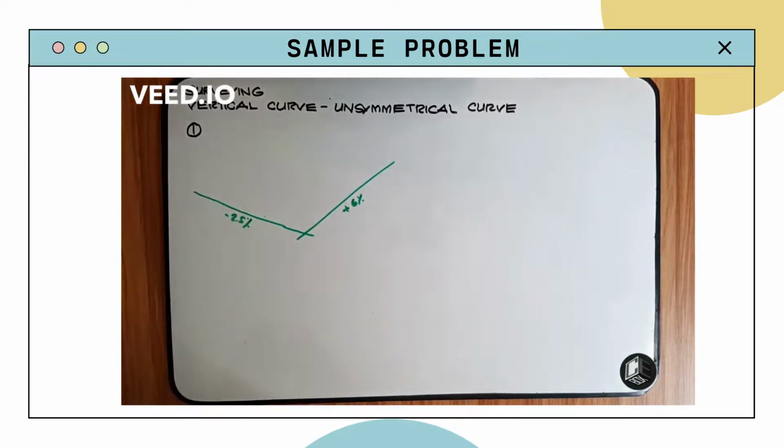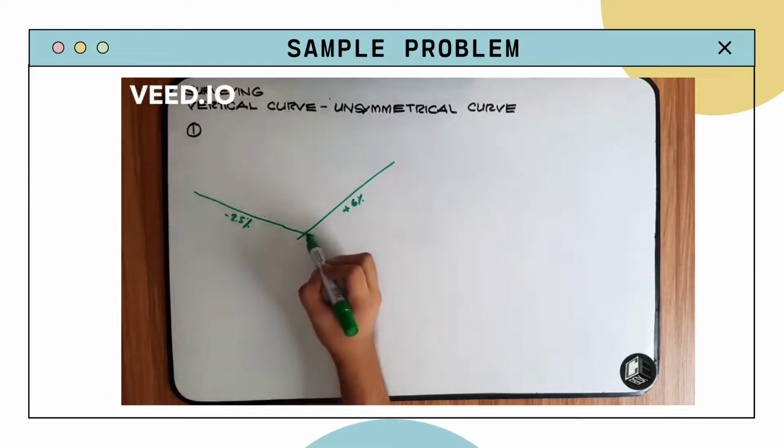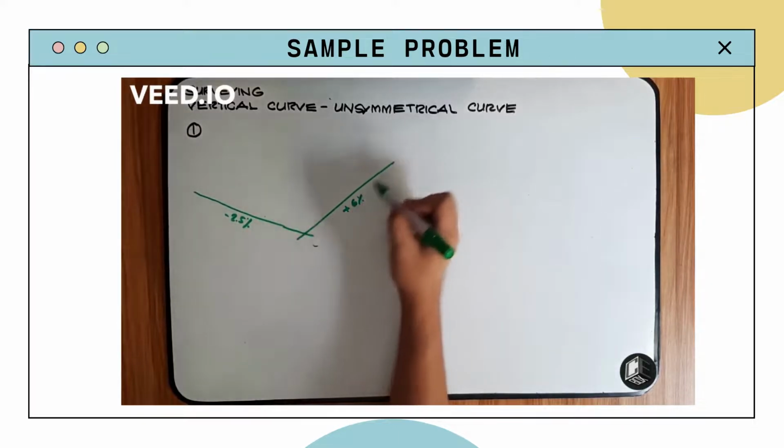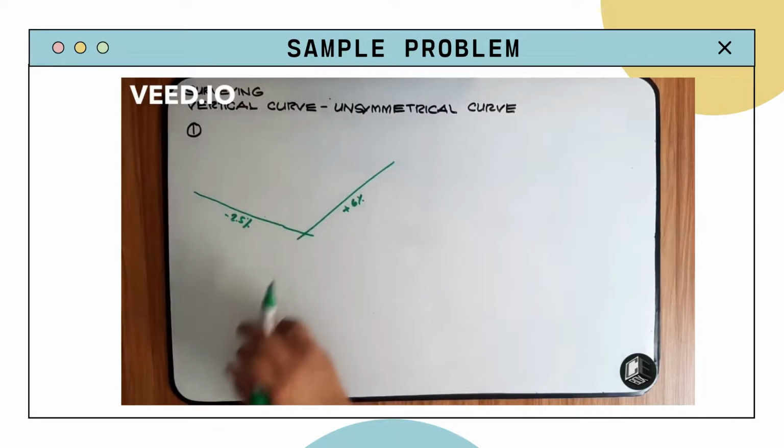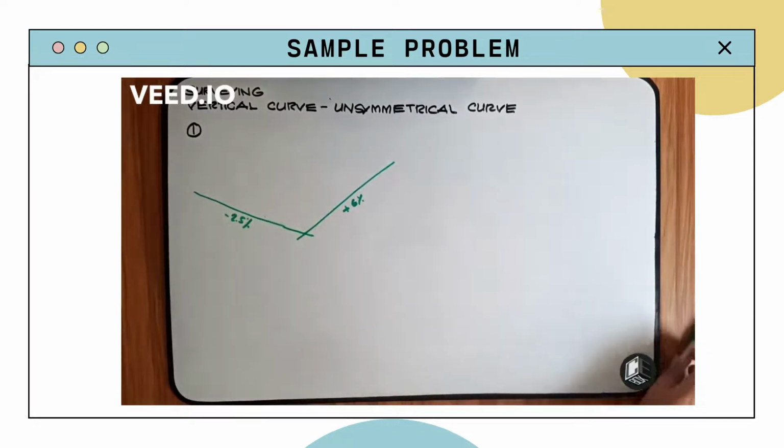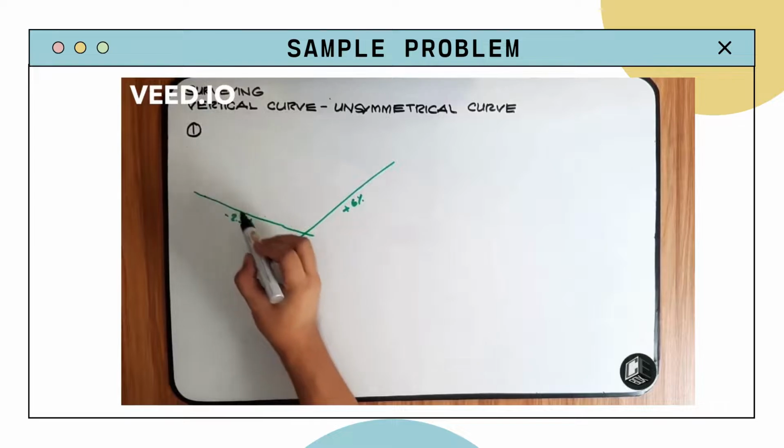So, paano matukoy yung back tangent and forward tangent? So, from this point, titingin tayo mula sa likuran. So, ito yung back tangent. Ito naman, titingin tayo mula sa harapan. Ito yung forward tangent natin. Okay?